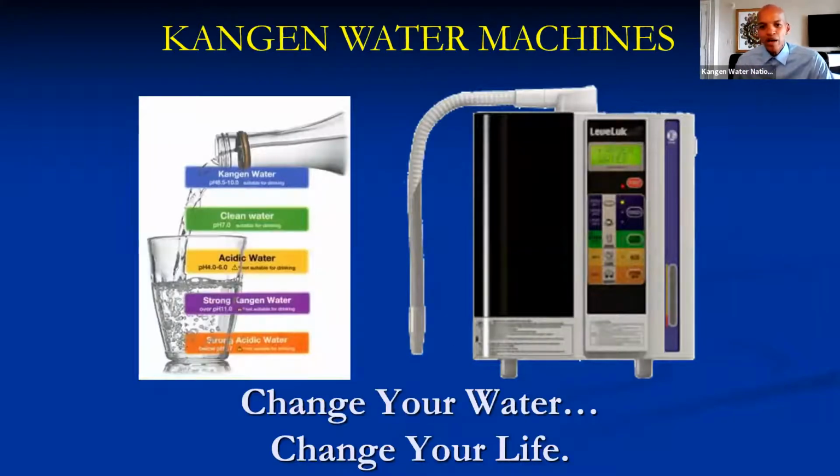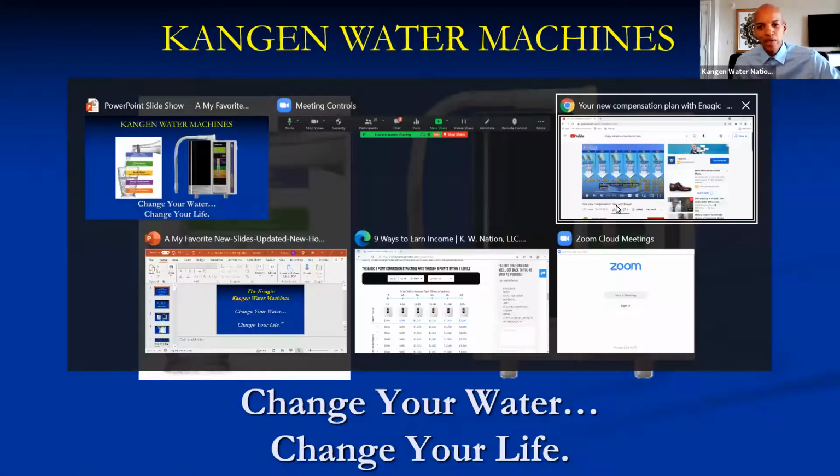So here's an example of one of our Kangen water machines. This is called the SD501. The machine has 7 different settings for water. There are 3 settings, 8.5, 9.0, and 9.5 on the top of the machine for your antioxidant benefit. I want to show you something really quickly.